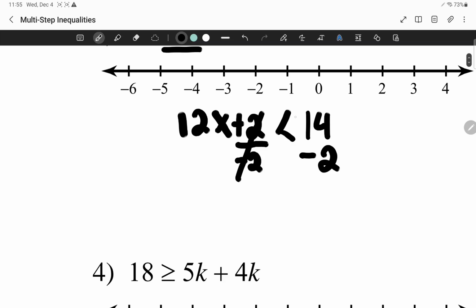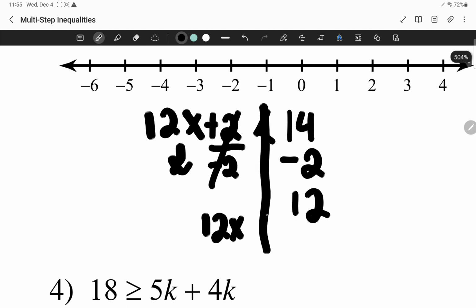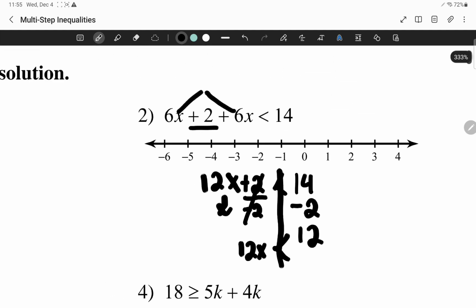So that cancels out because this is just like an equal sign, right? Like we said before, we have to balance the equation. Now over here, this becomes 12. Now we bring this down. Now we have 12x is less than 12.